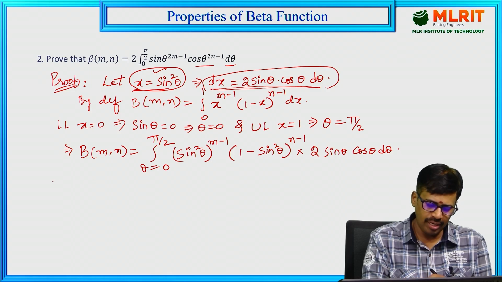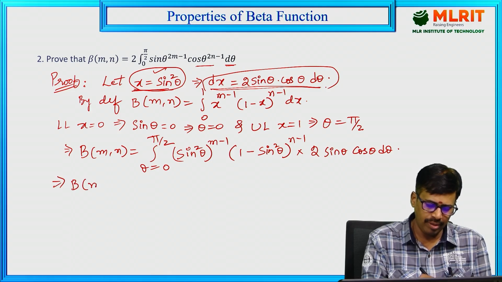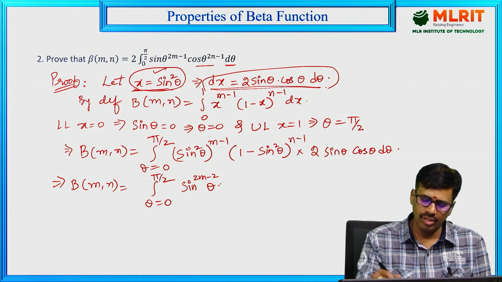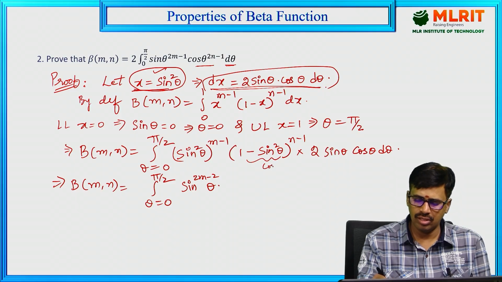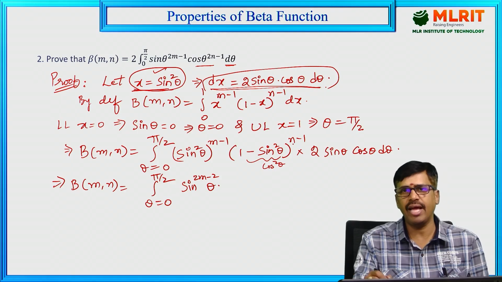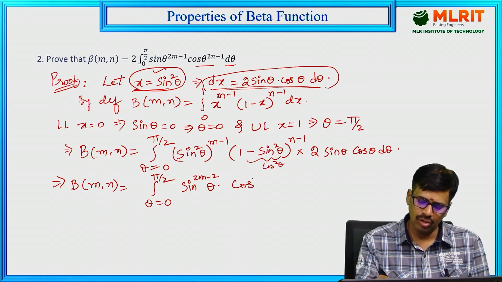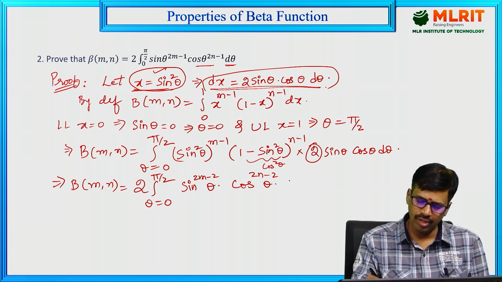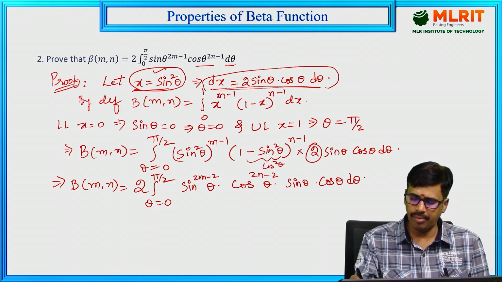So this can be written as beta of m comma n equal to integral theta equal to 0 to pi by 2. This is sin power 2m minus 2 theta. 1 minus sin square theta is cos square theta. (Cos square theta) power n minus 1 can be written as cos power 2n minus 2 theta into this 2, I am writing it outside, into sin theta into cos theta d theta, right?